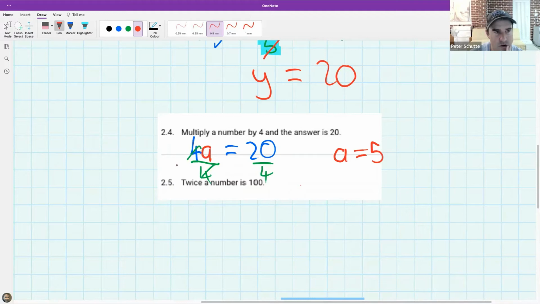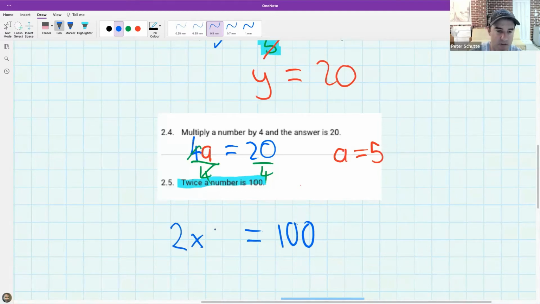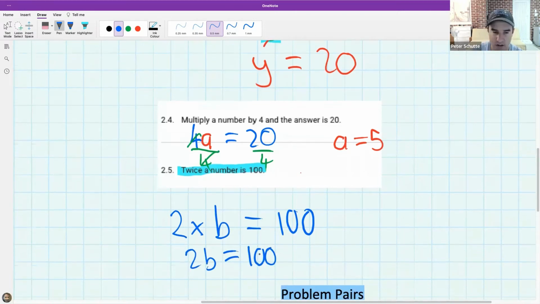Okay, so let's try and do this one over here. Twice a number is 100. And how would I write twice a number? So I know it's going to be equal to 100 on the side. So it's not going to be 10 squared. Twice a number is going to be double or 2 times. So we would say 2 times, let's say 2 times b, or we could also write it as 2b equals 100.